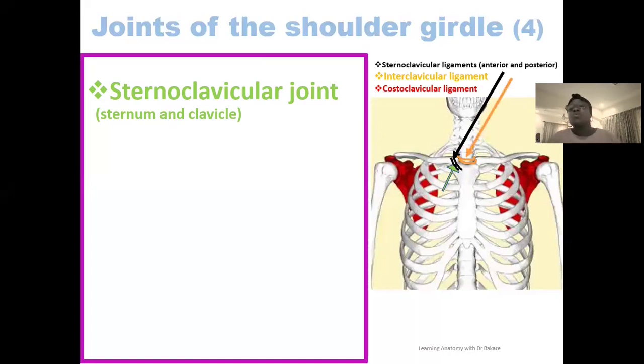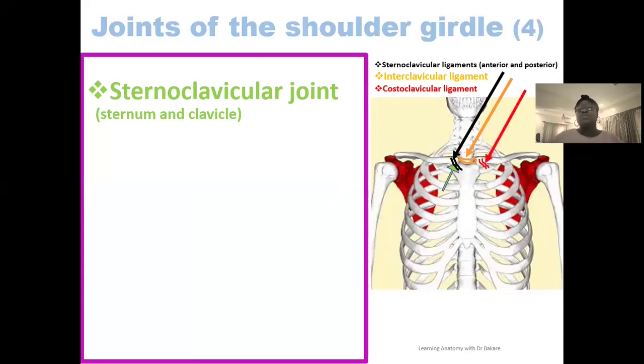We also have the costoclavicular ligament. The costoclavicular ligament is seen to connect the clavicle with the costal cartilage and also the rib. So let's use this other side of the image to describe this ligament. This is where we have the costoclavicular ligament, highlighted here in red. You see it connecting the clavicle to the first costal cartilage and the first rib at this medial portion. So this is where you see it helping to reinforce the sternoclavicular joint. So these are the ligaments that are seen to help support these joints.